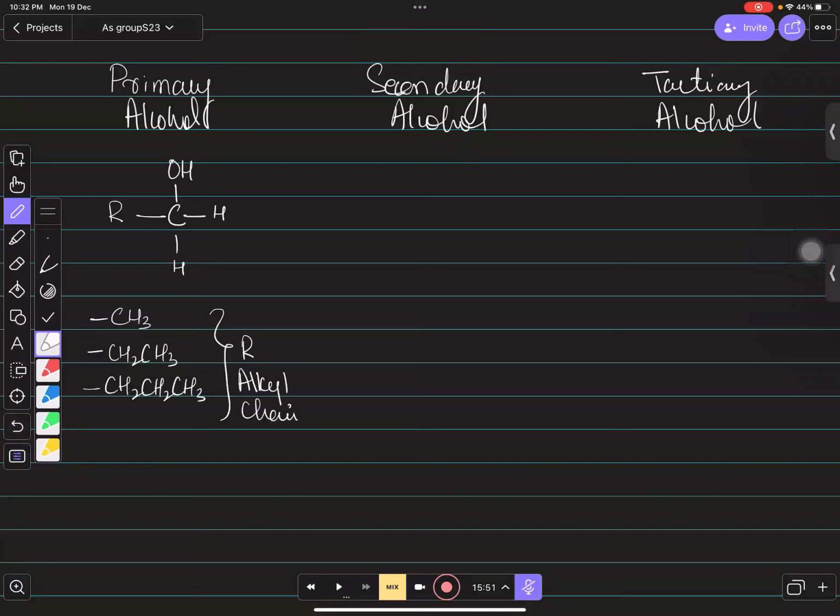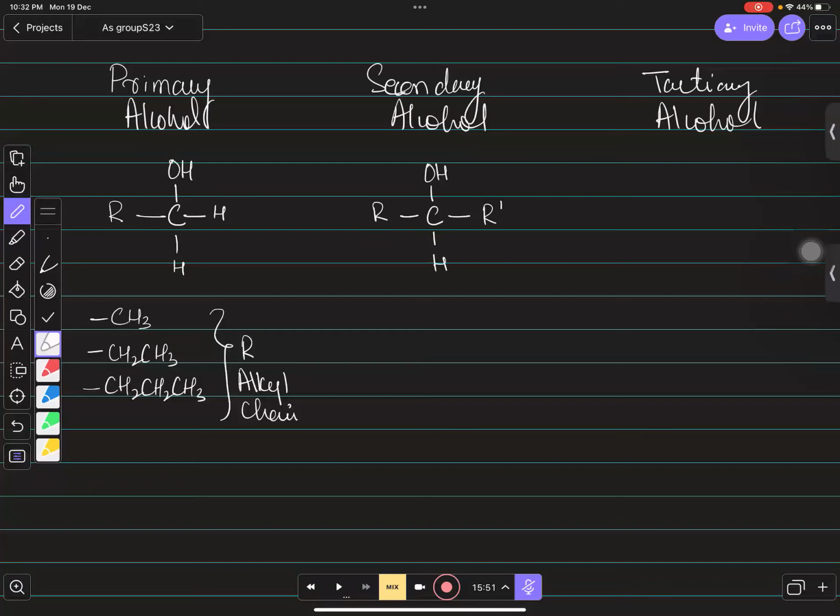देन सेकेंडरी में भी वही सीन है जो कि आपने कार्बोकैटाइन और हैलोजन अल्केन में देखा था. द कार्बन व्हिच इज हैविंग OH इज कनेक्टेड विद टू अल्काइल चेन्स. दो तरफ अल्काइल चेन हो सकती है, सेम भी हो सकती है, डिफरेंट भी हो सकती है, एंड इट जस्ट हैव वन इंडिविजुअल हाइड्रोजन, राइट, अकेला हाइड्रोजन.